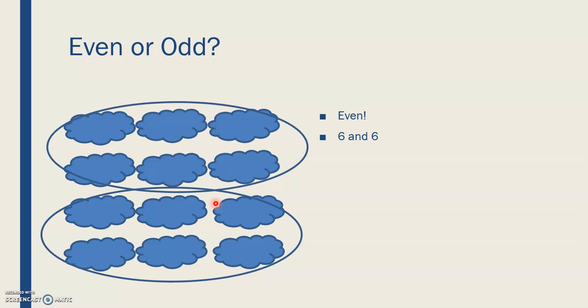So what we can do is say 6 plus 6 gives us 12. And that's how you break the even numbers into even groups to write an addition sentence.